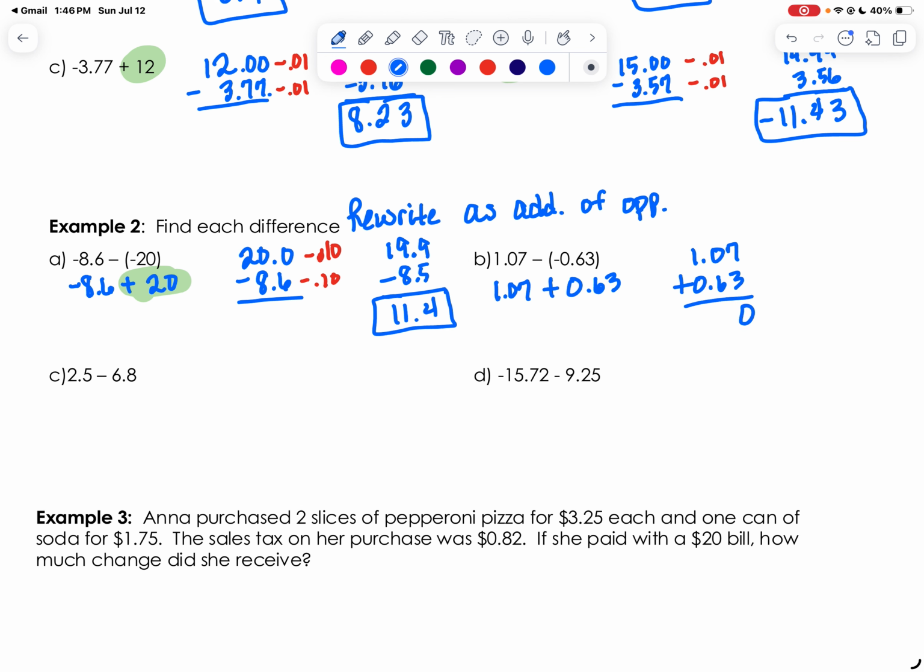So 7 plus 3 is 10, carry the 1, 1 plus 6 is 7. Now, the original problem, both numbers were positive, so my answer must be positive.